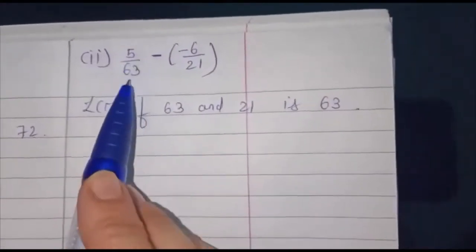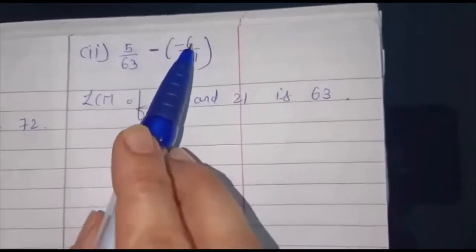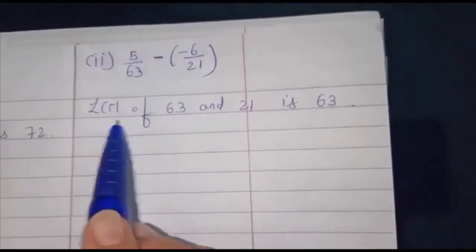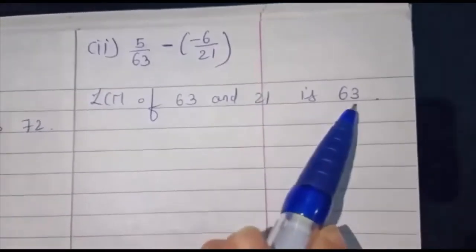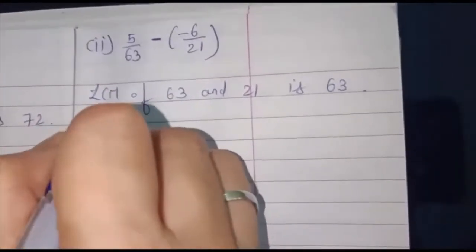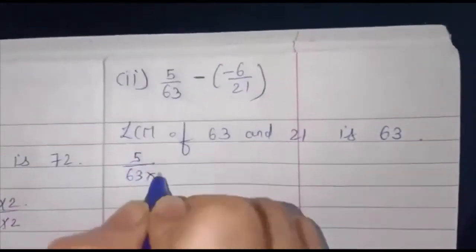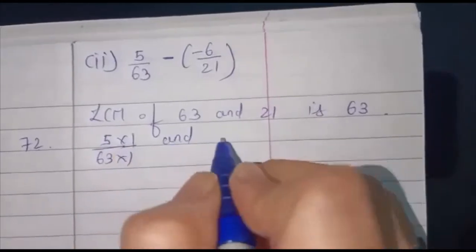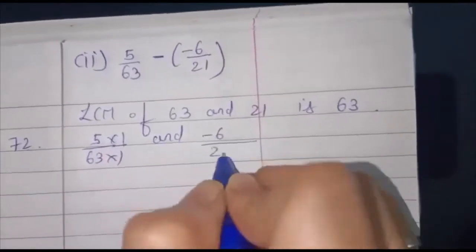Second number, 5 upon 63 minus 6 upon 21. So first we will take LCM. So LCM of 63 and 21 is 63. So now this first number is already there. Then also 63 with 1, down 1, up 1. Okay. And minus 6 upon 21.